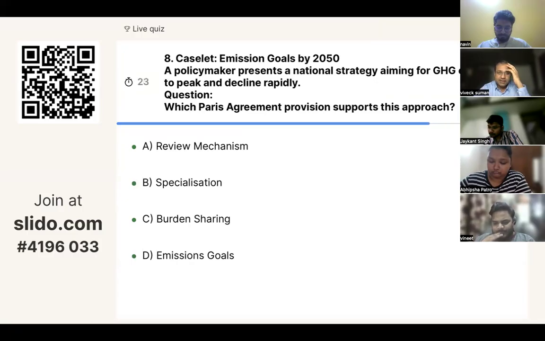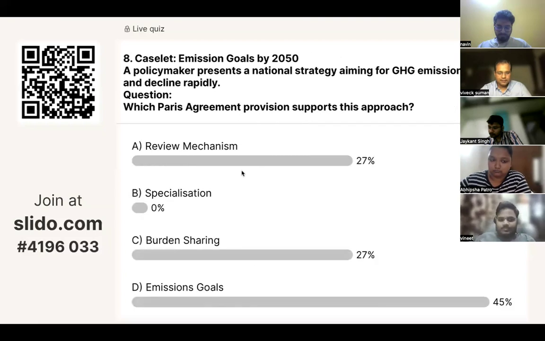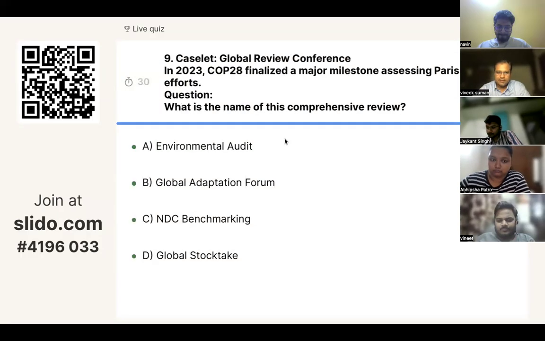A policymaker presents a national strategy aiming for GHG emissions to peak and decline rapidly. Which Paris Agreement provision supports this approach? Challenging question, right? Emission goals. Okay, two more questions and then we will start the new session today.